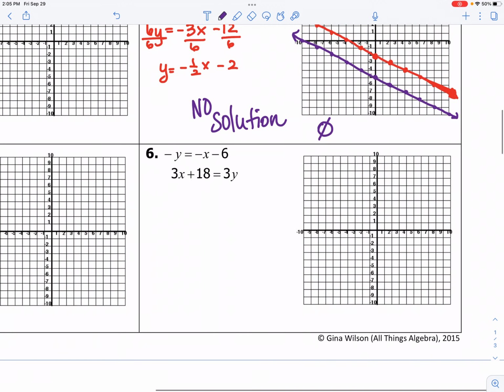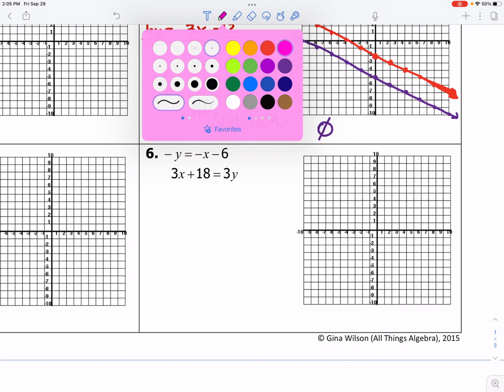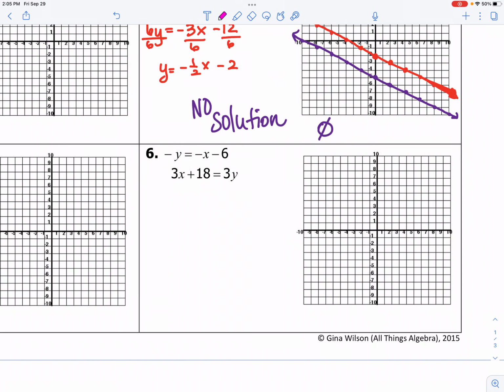If we look at number 6, I need to solve for y on both of these. So for this first one, all I need to do is divide everything by a negative 1, or multiply everything by a negative 1, to get rid of that negative in front of the y. So all that really does is change all the signs. So y equals x plus 6. If I graph that, starting with our y-intercept of 6, my slope is 1. There's a 1 in front of that. So up 1, to the right 1, and just keep on going. See here where my line is going to be.